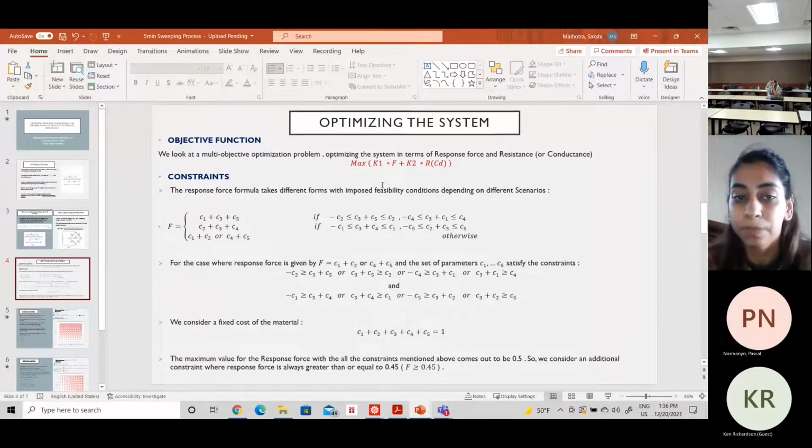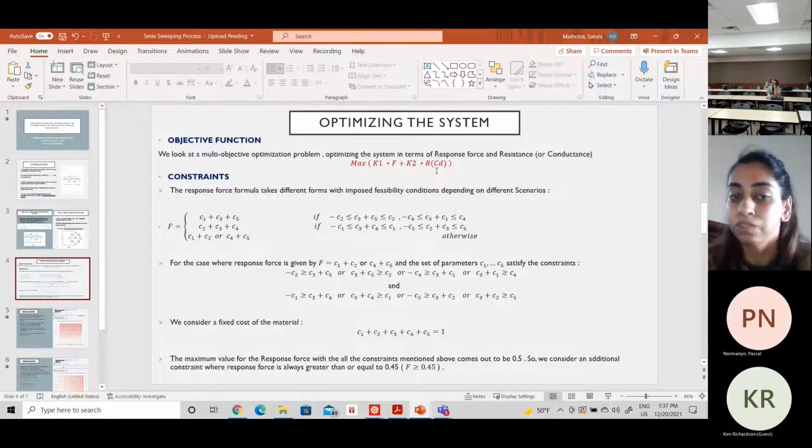So we're trying to optimize the problem in two functions. We want to maximize the response force, and we also want to maximize the resistance of the system or the conductance. So we look at both the cases where we maximize either resistance or conductance. And since it's a multi-objective optimization, we introduce K1 and K2. So we scalarize the objective function and then try to find a Pareto optimal solution set.